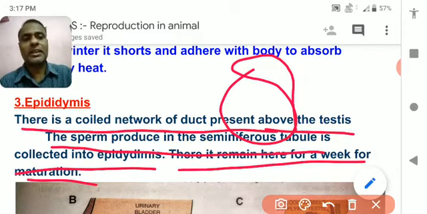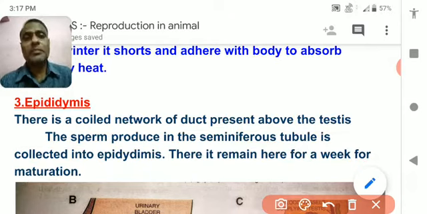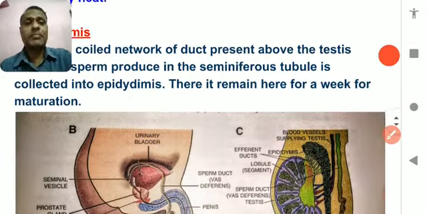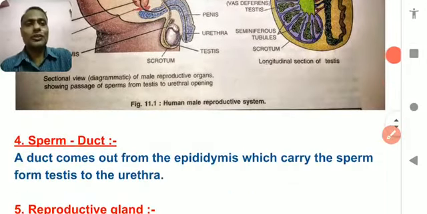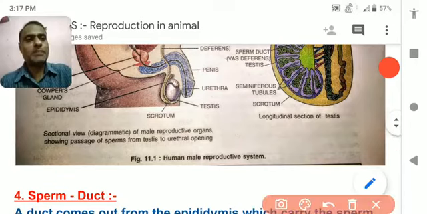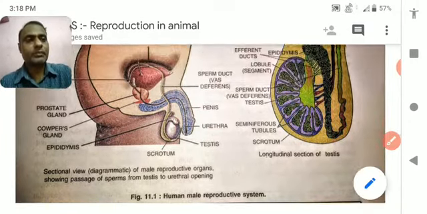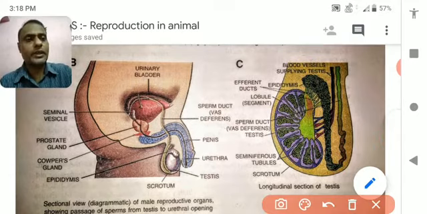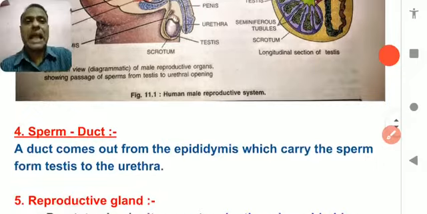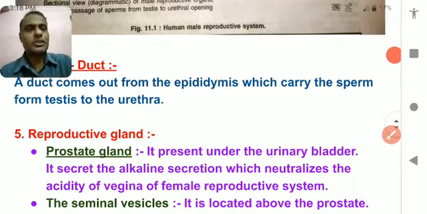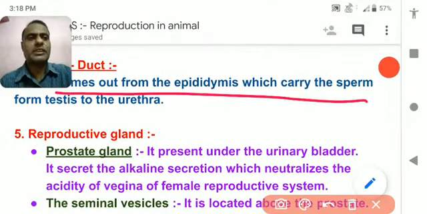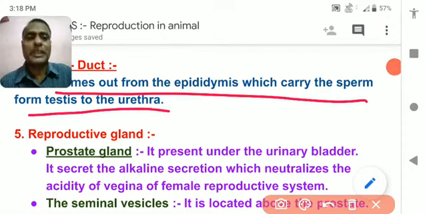How long does it remain here? The sperm remains here for 1 week, so that it can mature and be active. So let's talk about the sperm duct. The seminiferous tubule and the epididymis coil together to convert into a sperm duct, meaning the duct which carries the sperms. So it is a duct that comes out from the epididymis and carries the sperm from the testis to the urethra.